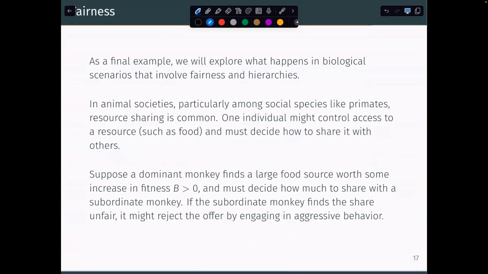The last scenario I wanted to go through is about fairness. Again, don't take any moral lessons from this. But fairness, again, you might think of it as being a human trait, but there are lots of examples of animal societies, especially in primates, understanding concepts of fairness.